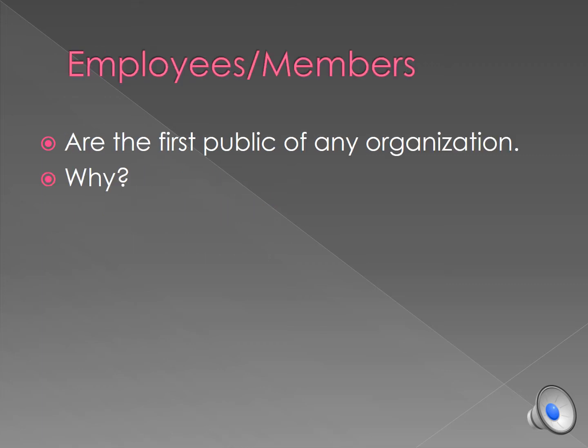Now, one of your texts says that employees, members, and it doesn't mention students, but let's include students too, are the very first public of any organization. What does that mean, the first public? Why would they say that? Well, think about it. If your internal publics are not satisfied, how can you satisfy external publics?